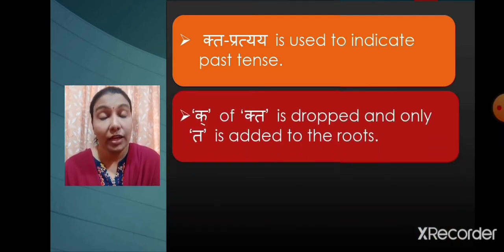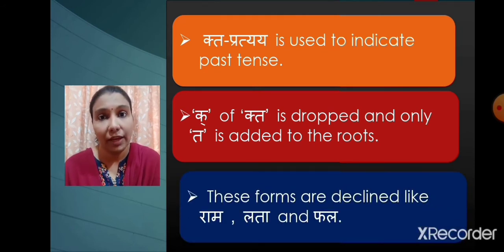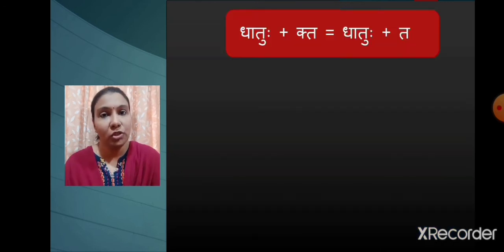Ka of ta pratyay is dropped and only ta is added to the roots. It means when we add ta pratyay to any root, we actually do add only ta to it. And these forms with ta pratyay are declined like Rama in masculine, Lata in feminine and Phala in neuter. Now let's see the formation of ta pratyay forms. As we have just seen now, while adding ta, ka is dropped and we add only ta to the roots. And these forms are declined like Rama, Lata and Phal.